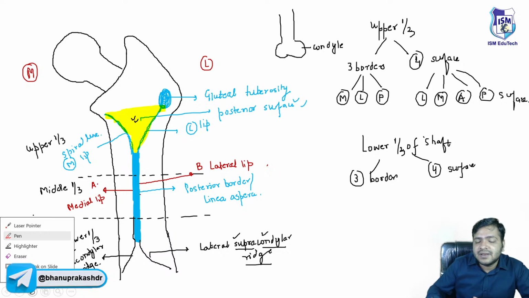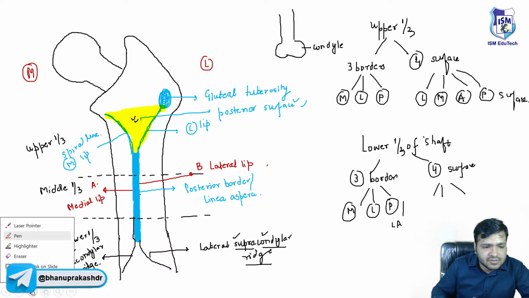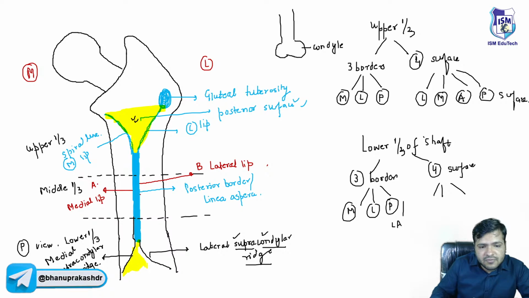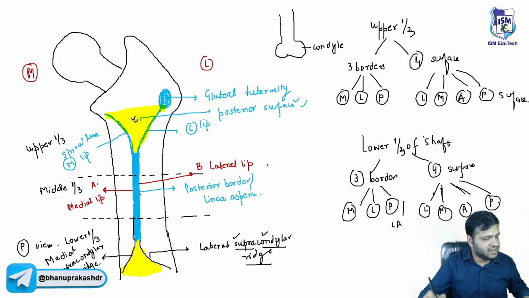So we have like three borders, beta. You already know the medial border, the lateral border, and the posterior border, that is the linea aspera. And four surface, beta. This surface is between the medial and the lateral supracondylar ridge. The medial supracondylar ridge is a continuation of the medial lip of the posterior border, and the lateral supracondylar ridge is the continuation of the lateral lip of the linea aspera. Four surfaces you should know over here: the lateral surface, medial surface, anterior surface, and posterior surface.